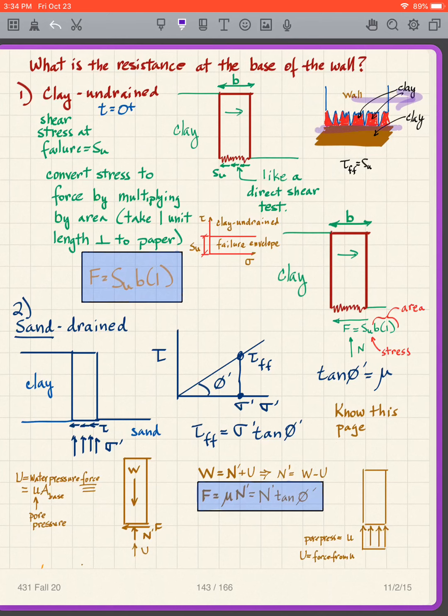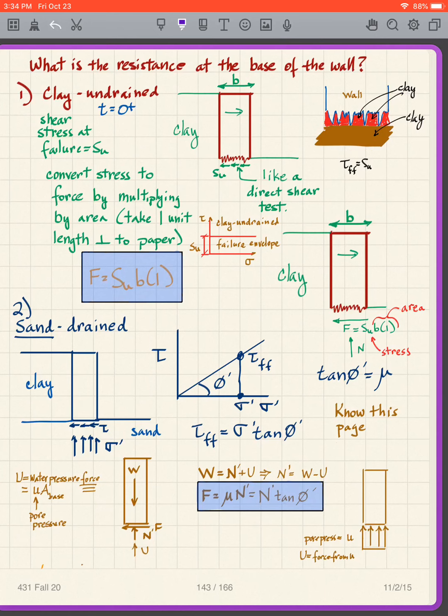I'm getting a shear plane, clay on top, clay on the bottom, except for these little peaks in the concrete. So it's a clay to clay shear surface. And so we can take our tau FF on that shear surface as being SU. So the undrained, it's because I'm shearing the clay right there.